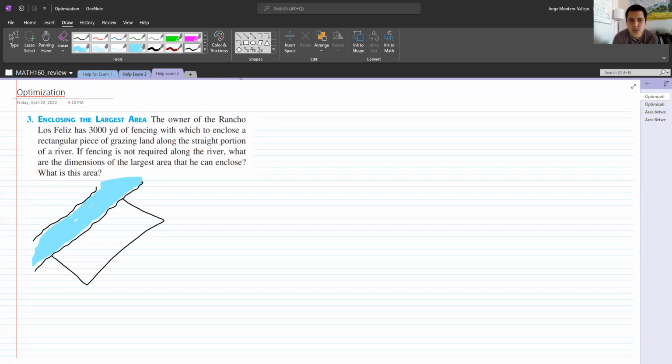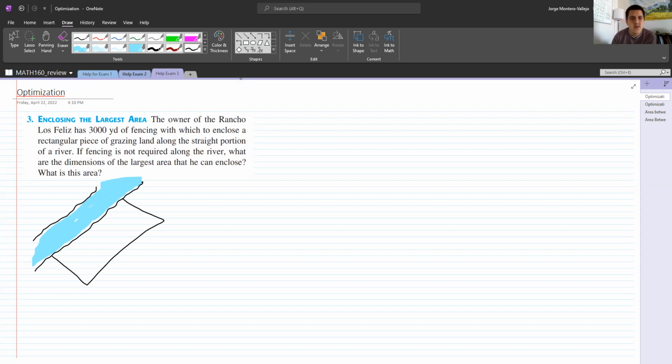Okay, so the first step is to draw the scenario that is being described to you, right? Which we just did. Rectangle next to a river. We know that the side of the rectangle that is on the river or on the edge of it doesn't require fencing, but the rest of it will. So we have these two sides and then this long one, right?